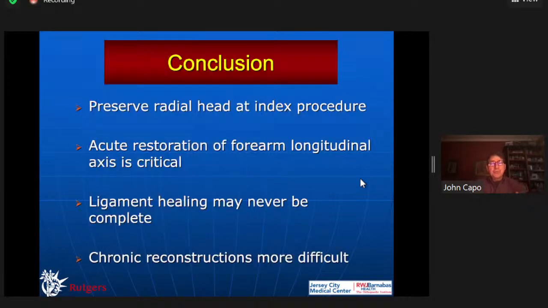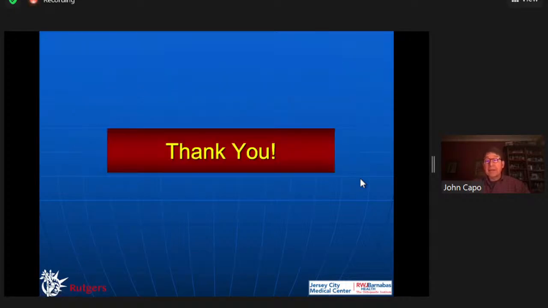So in conclusion, preserve the radial head at the index procedure: repair it or replace it. Acute restoration of the forearm axis is critical. And the ligament healing may never be complete. So if you replace a radial head, don't take it out, because sometimes I've seen people take it out after 3 years and the whole radius still comes proximally. That ligament is very hard to heal, and chronic reconstruction is more difficult. Thank you.